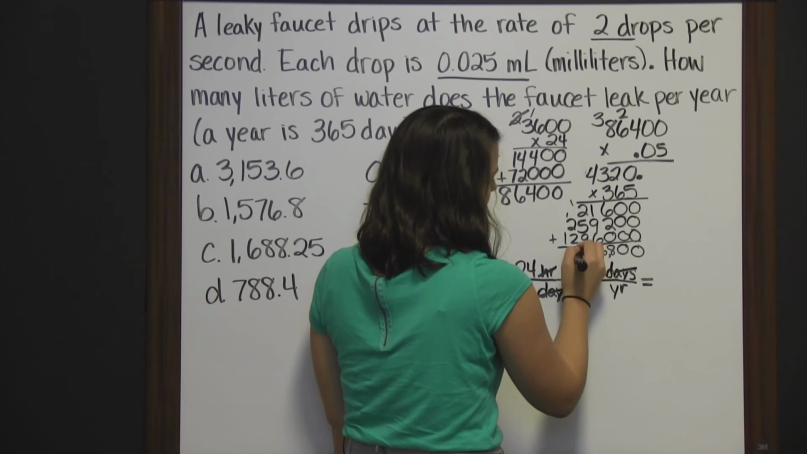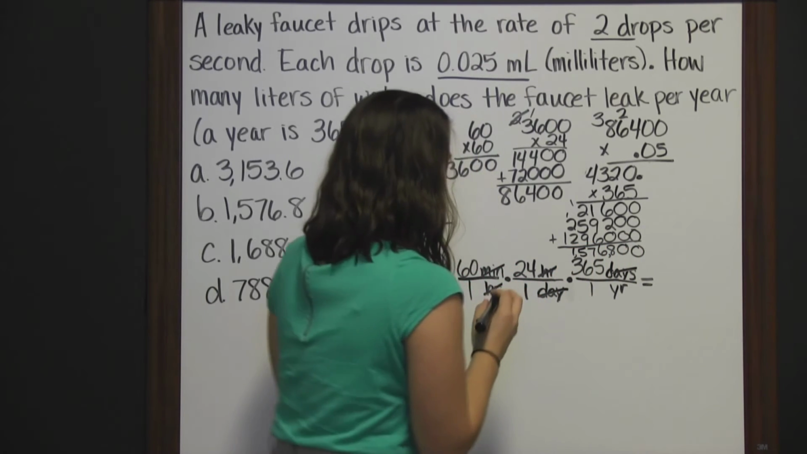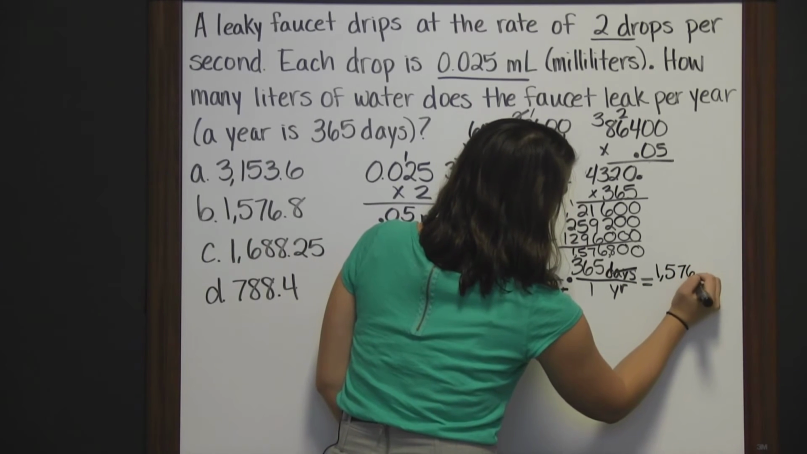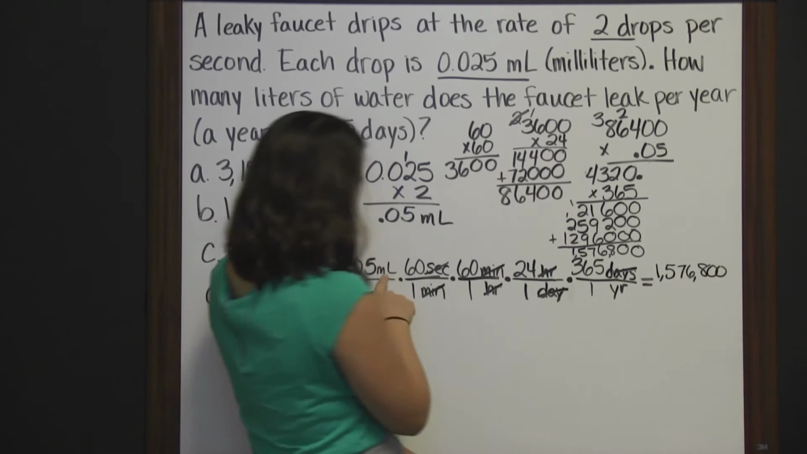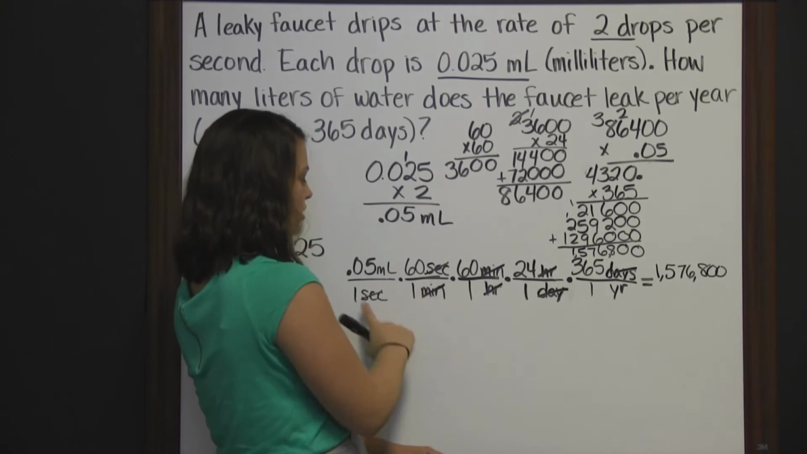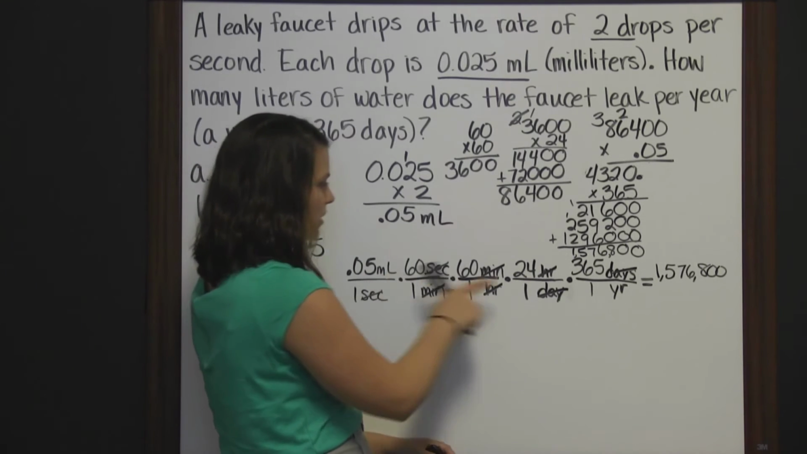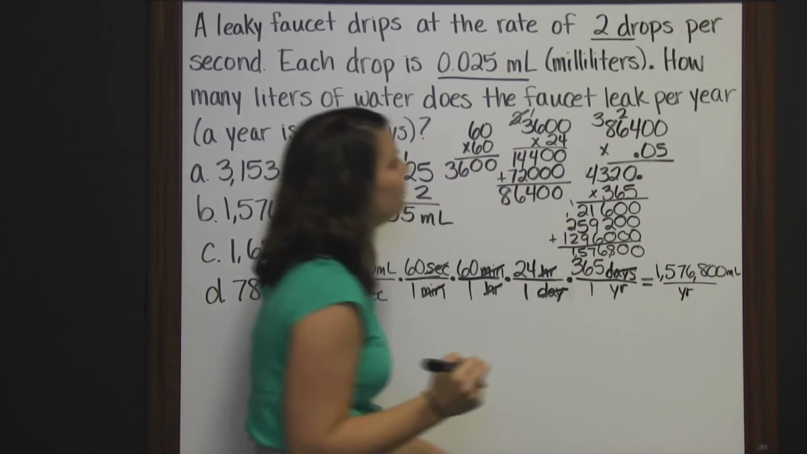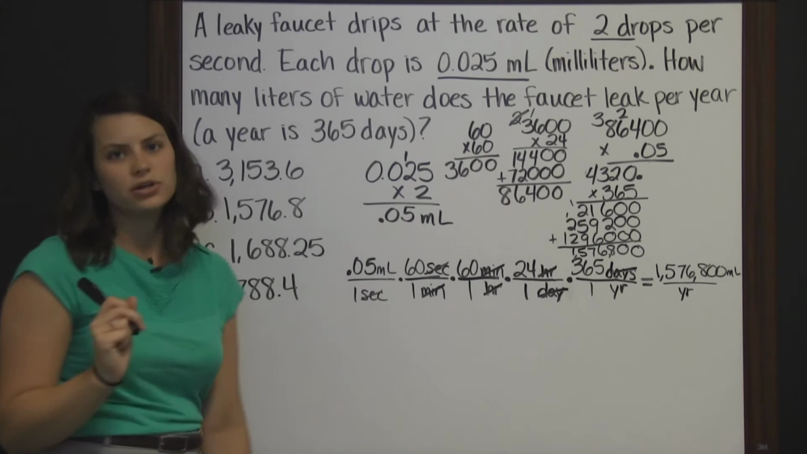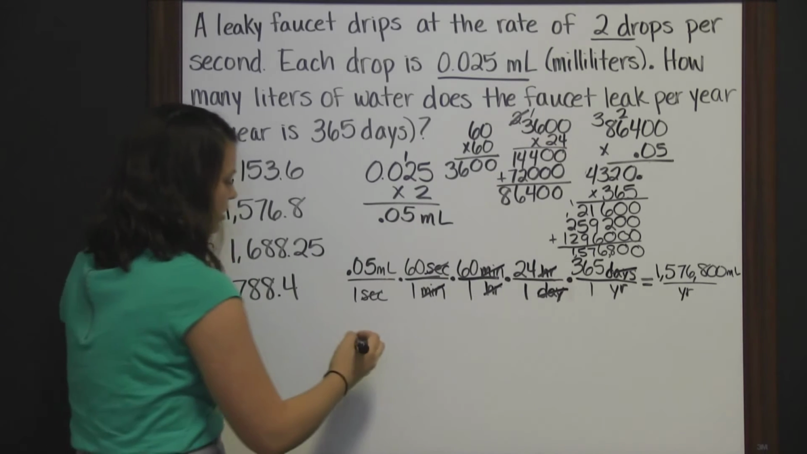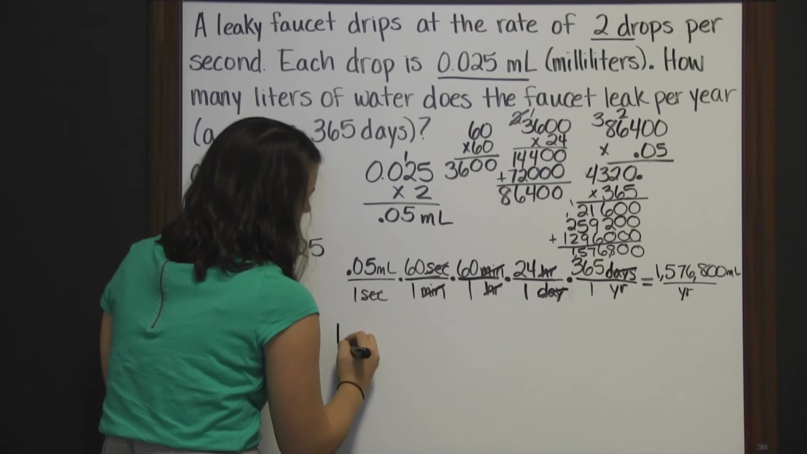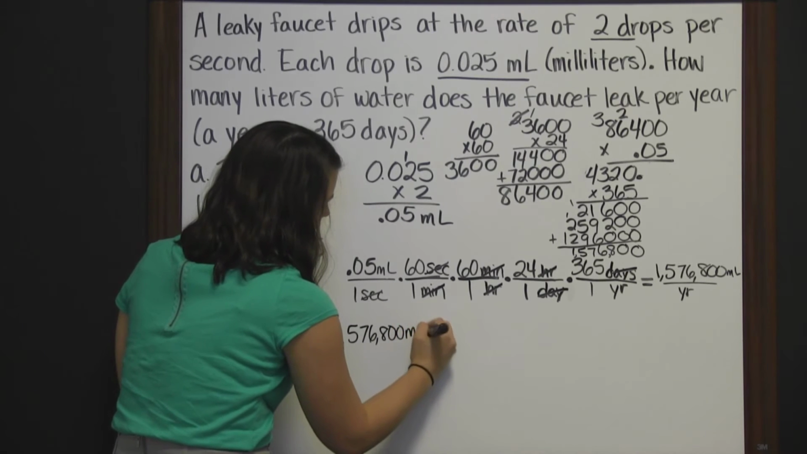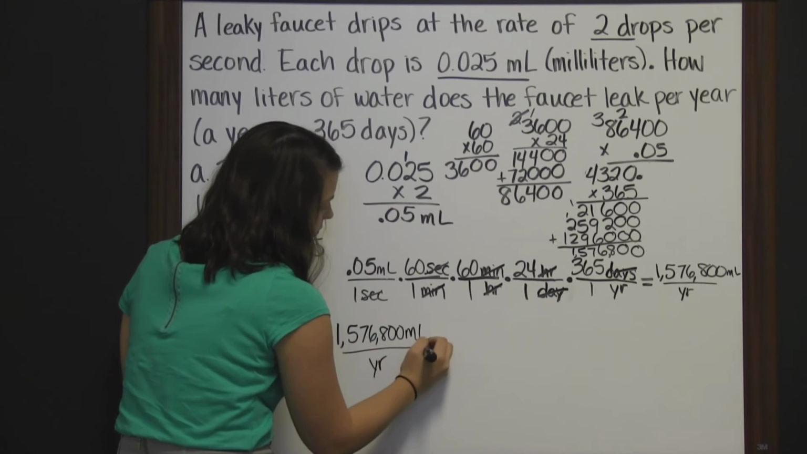We have 1, 2, 3, comma, 1, 2, 3, comma. So that is 1,576,800 milliliters per year. Notice all of our other units are canceled out except for milliliters per year. But if you recall, they wanted to know how many liters of water were leaked out per year. So we need to convert this 1,576,800 milliliters per year into liters.